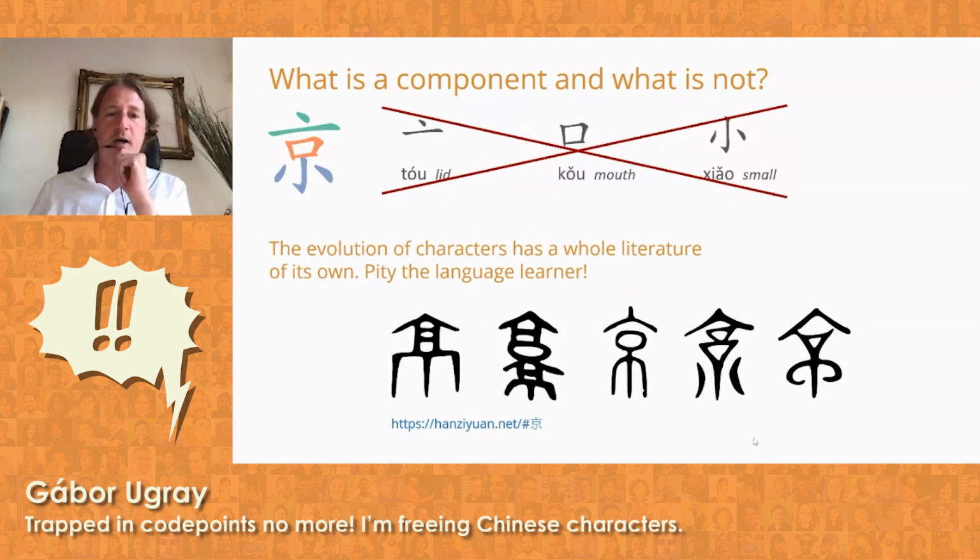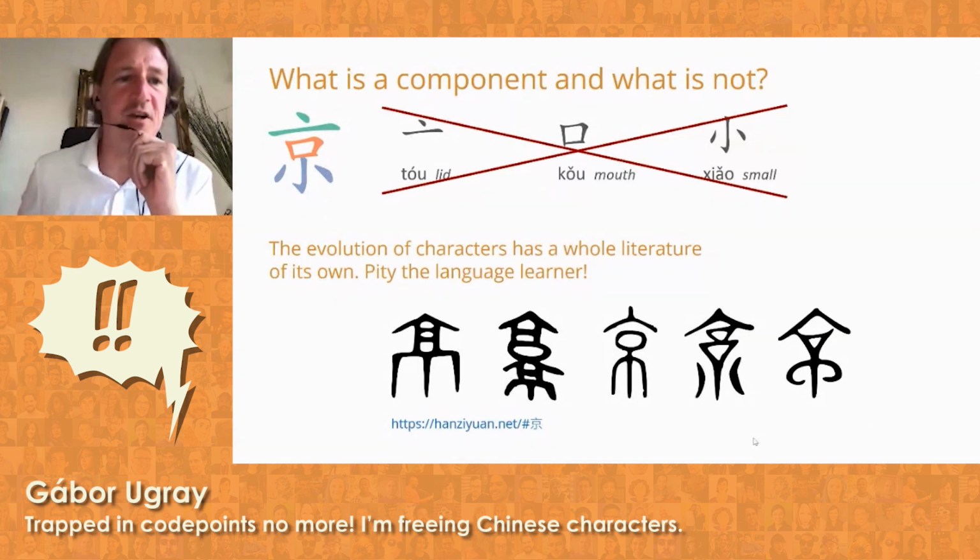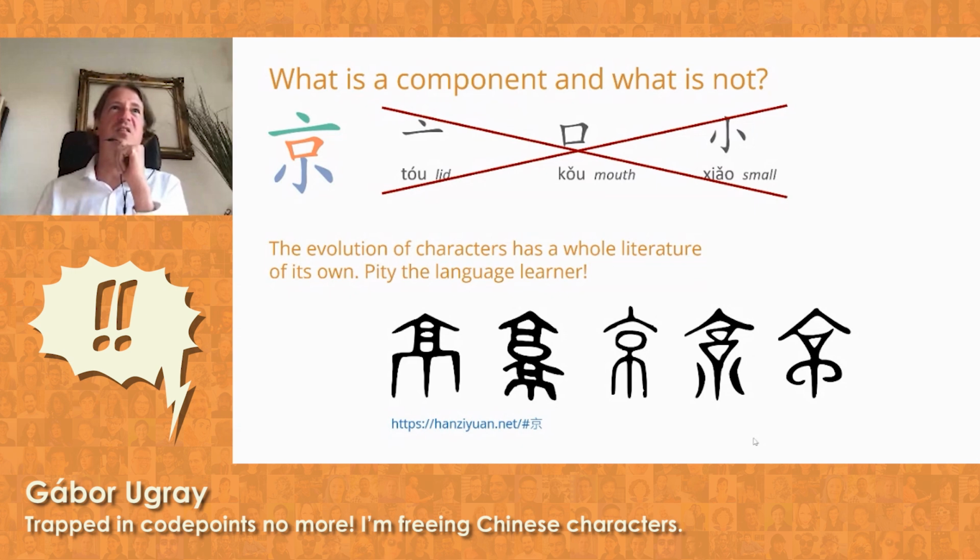At the bottom, I dug up a couple of depictions of what this character looked like in the past. It was basically a drawing of a tall building, a tower, which was associated with capital cities. Now, the fact is, in order to make sense of the writing system, you have to have a reliable source of interpretations. And any such reliable source actually has to be based on the history and evolution of these characters.